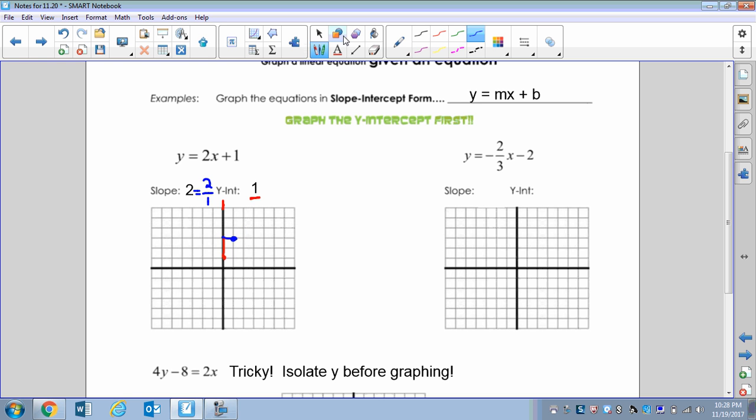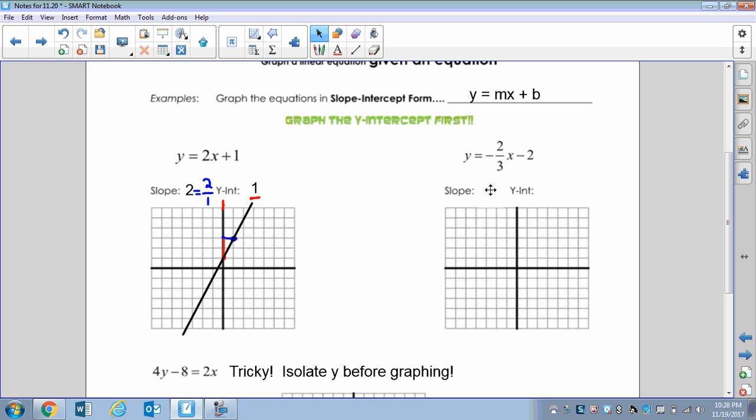And now that I have 2 points, I can take a ruler and I can end up drawing a straight line between the two and creating a graph that goes all the way through from top to bottom.